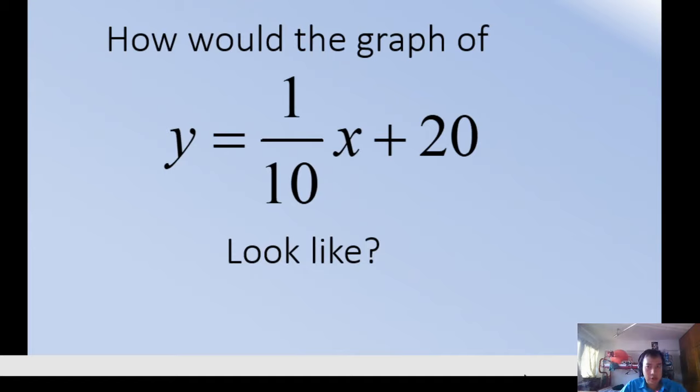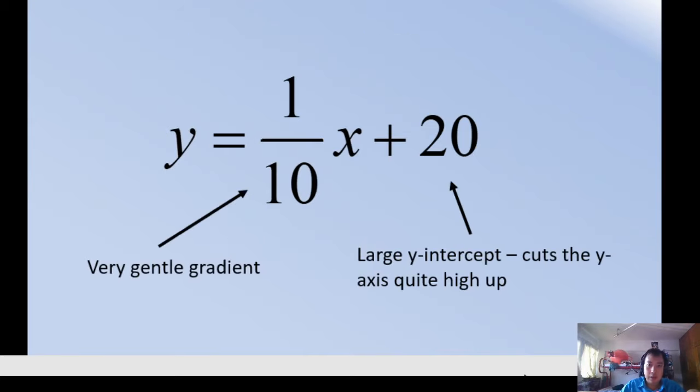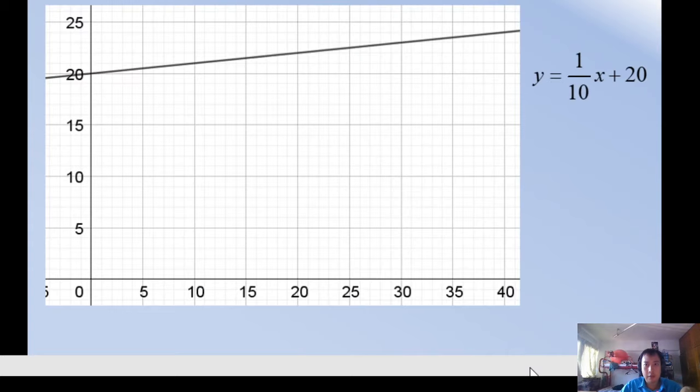Let's just give a short exercise for you. Think about this. How does the graph of this look like? You can describe it. I don't want to give you too many hints. Just think about how this graph looks like. I'll wait 3 seconds and then I'll show you the answer. The graph actually looks like this. The fact that this number is quite small, so 0.1 or 1 over 10, gives a gentle gradient, and the fact that this number is big means the y-intercept is quite large. So this is how the graph would look like.